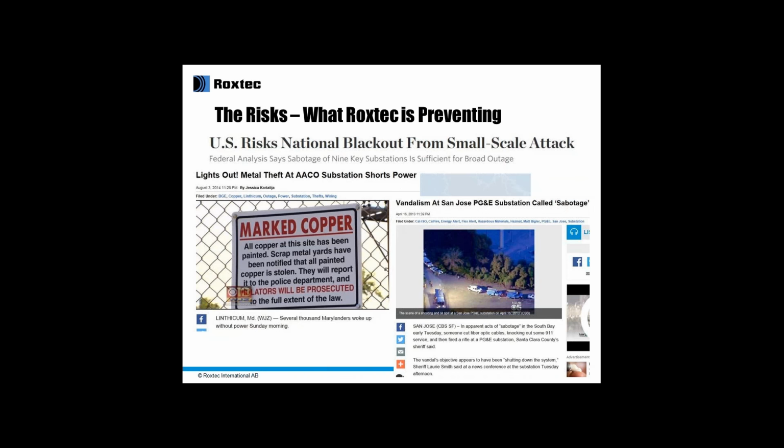So what are the risks associated with physical security? Well, theft and vandalism are probably at the top of the list. But in today's global society, we also have to be concerned with terrorism and any weaknesses along the grid.